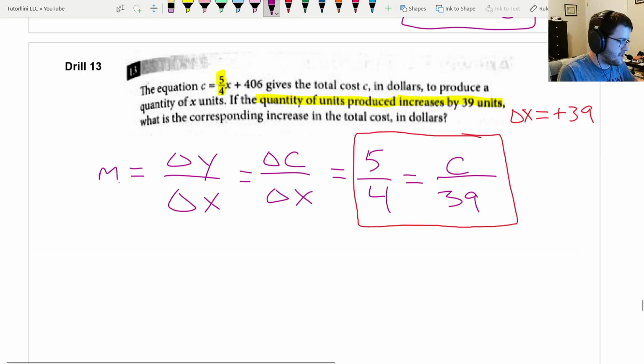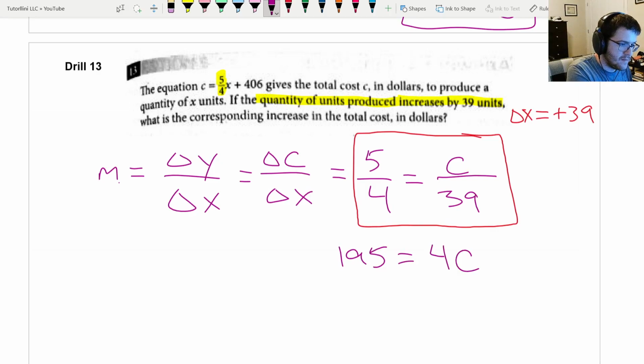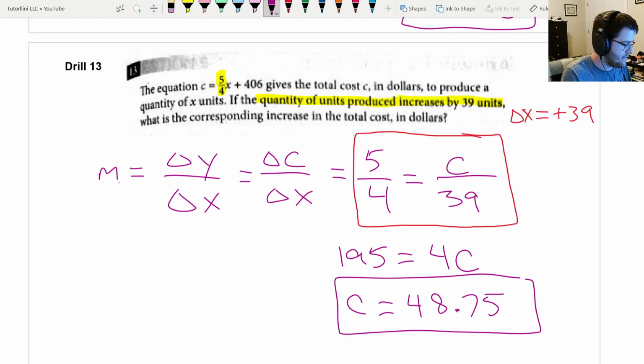And we can cross multiply. So 5 times 39 is 195. And 4 times C is just 4C. Now we're going to divide both sides by 4. And we get C equals 48.75. You could also put the fraction form of that, but I don't really feel a reason to do that. If it's terminating, you can just use the decimal. So the change is positive 48.75. So it increases by 48.75.